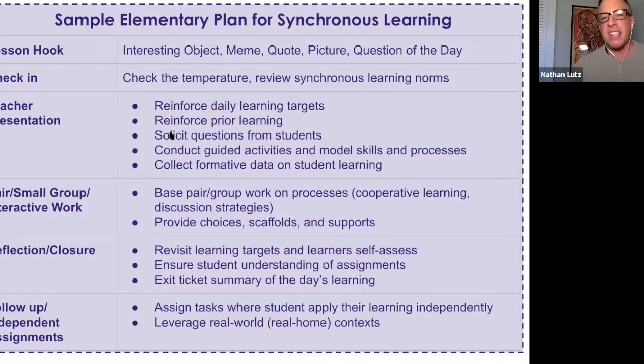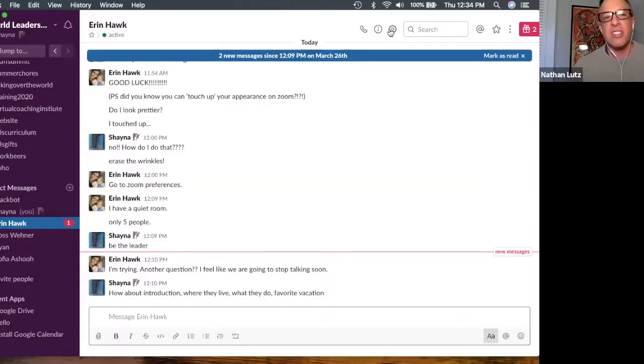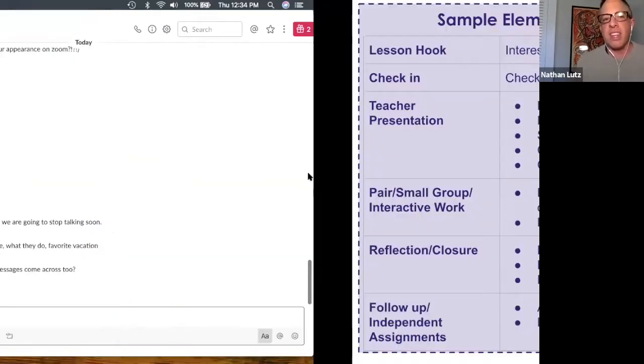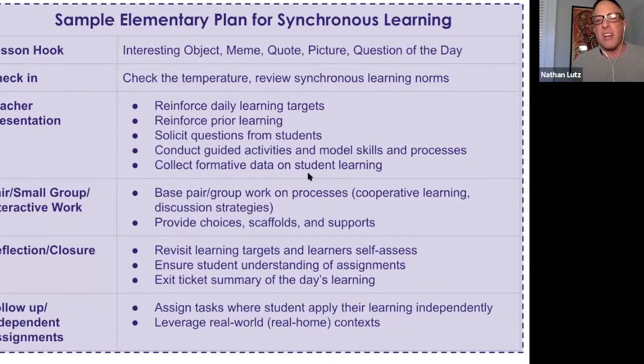And then the next thing that I think is so important is to do some sort of a check-in, just check the temperature of the students and to really understand how everyone's doing. Give opportunities offline for them to check in, but give a quick moment for everybody to check in on how they're feeling, how they're doing, and to share and to keep that community going. It's also a good time to review your synchronous learning norms, especially with lower school students.